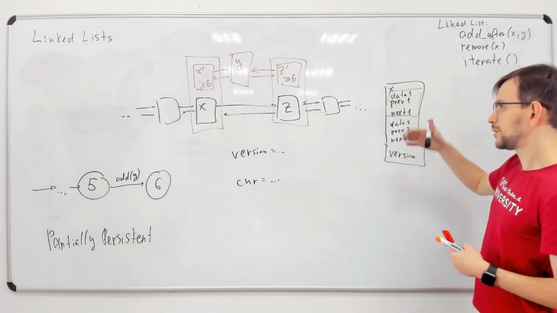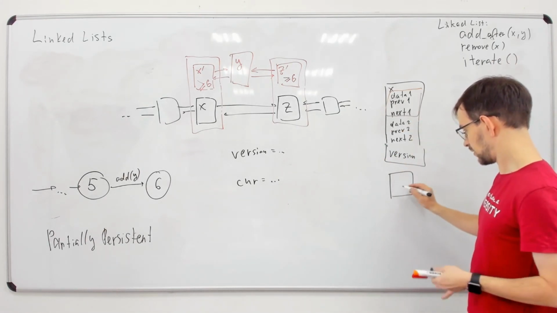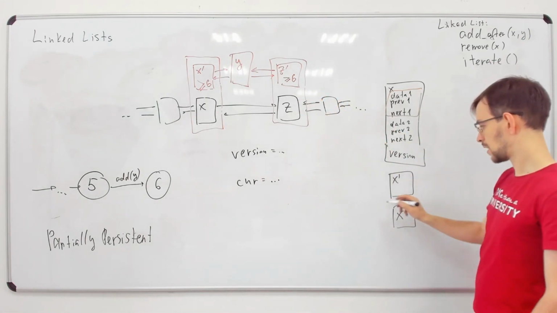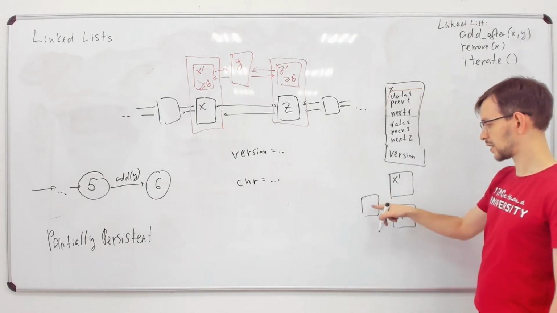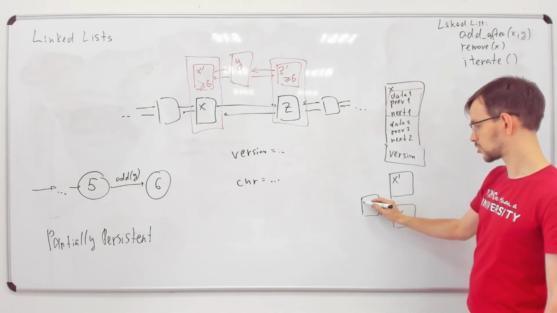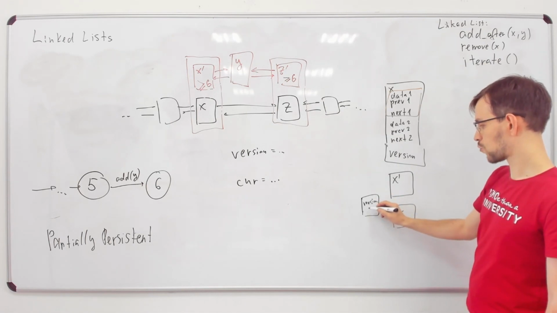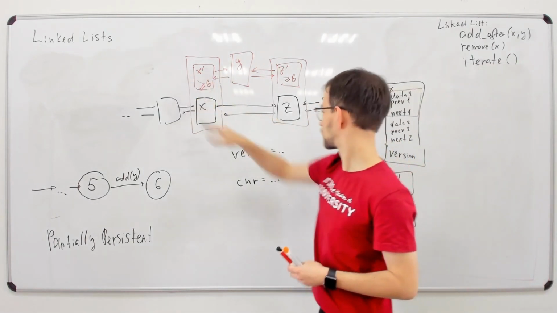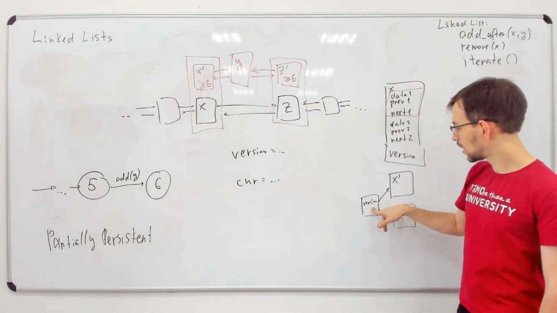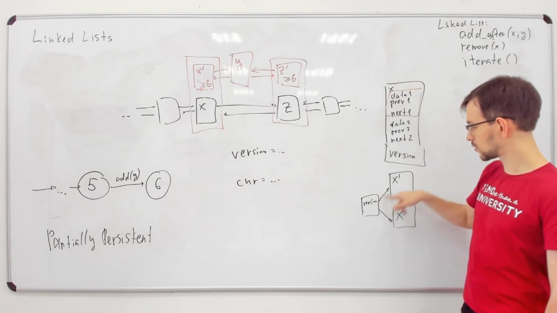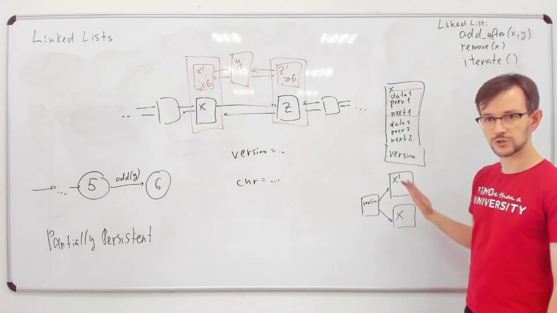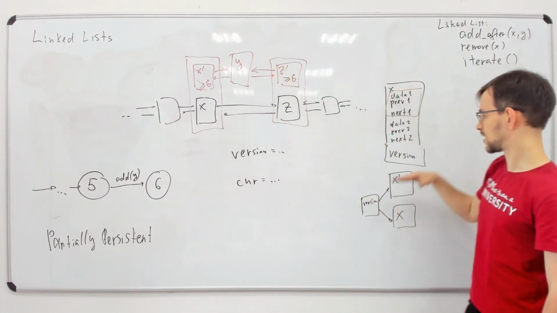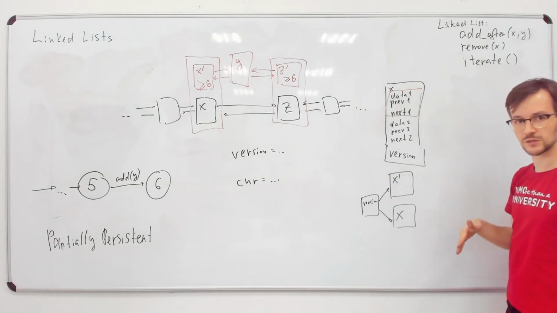Another way to do it is to create really two versions of this node x. This is x prime, this will be x, and another small helper node, which simply has the version and two pointers to here and to here. So you start from this helper node, check what version you need, and then go to either of these versions of x. So this block can be implemented like this or like this. Not a big deal.